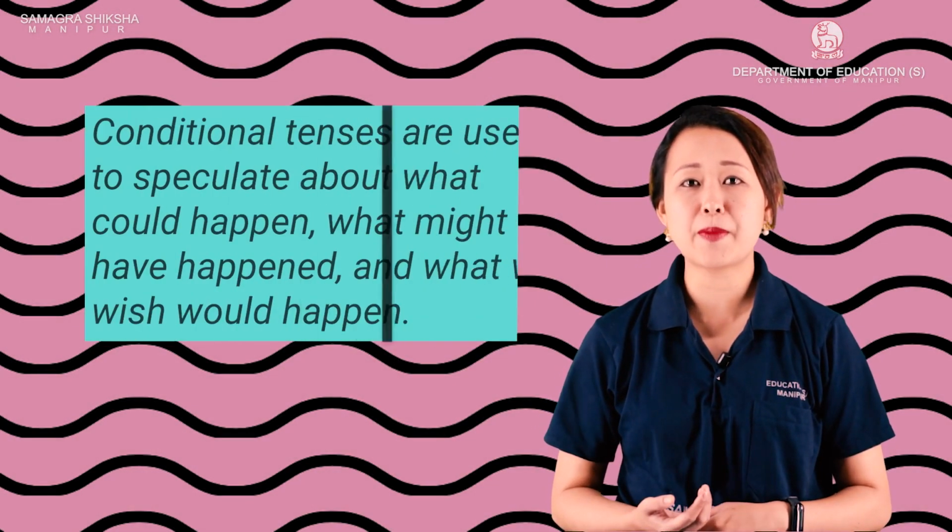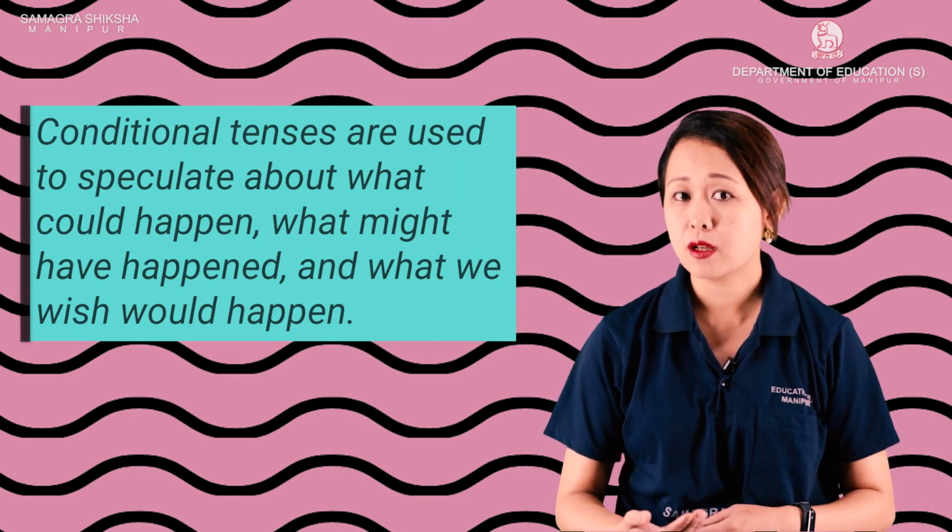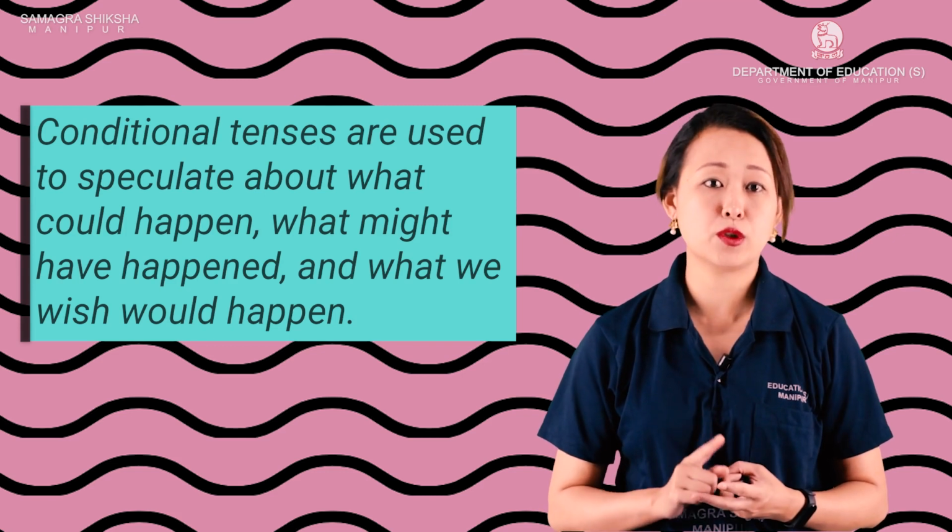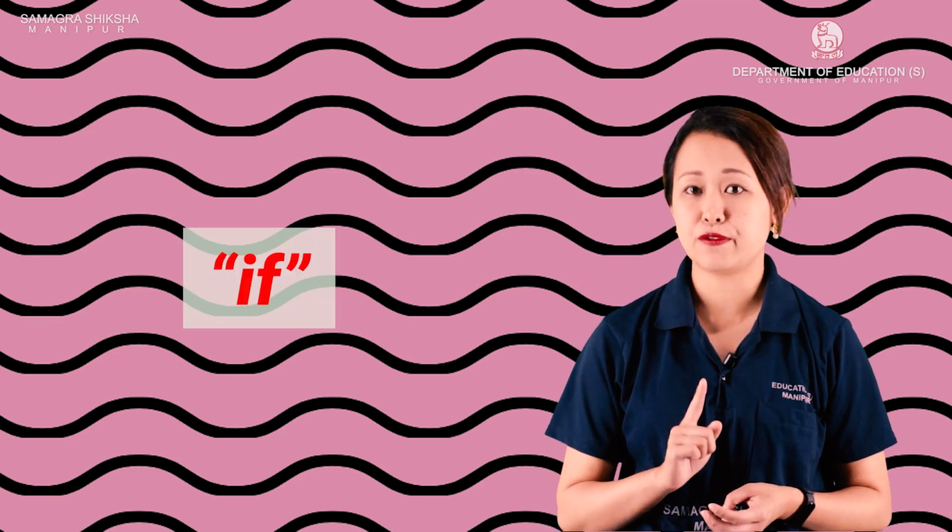Now, in continuation of this class, let us also learn about the conditional tense, as both the topics we discussed today are interrelated. Conditional means expressing the idea that one thing depends on another thing. So, conditional tenses are used to speculate about what could happen, what might have happened, and what we wish would happen. In English, most sentences using the conditional contain the word if.